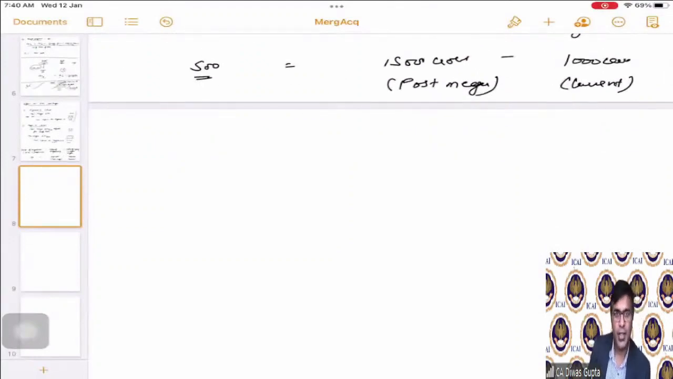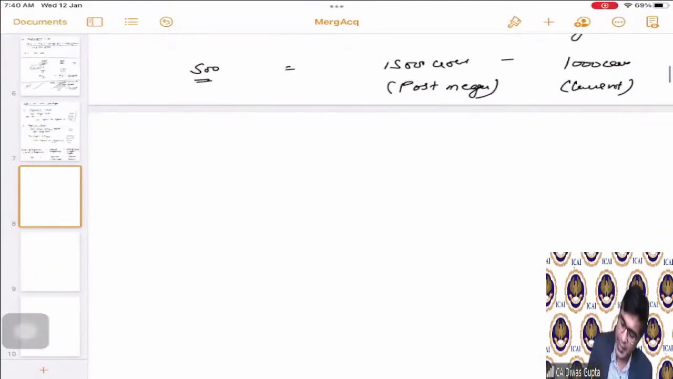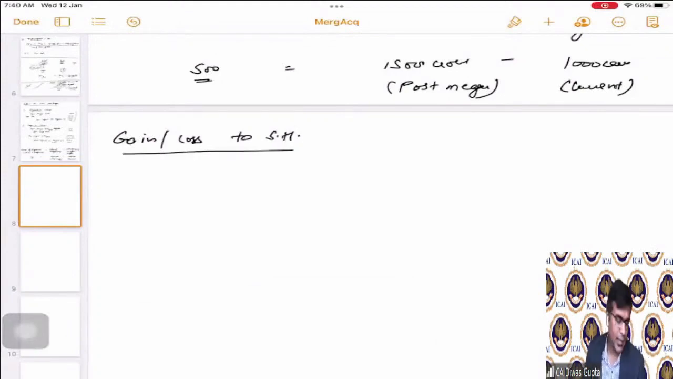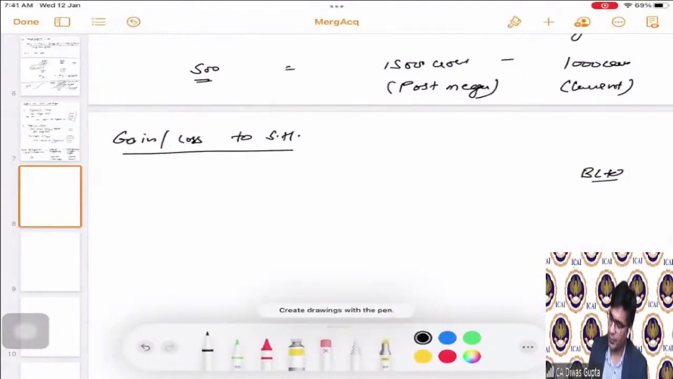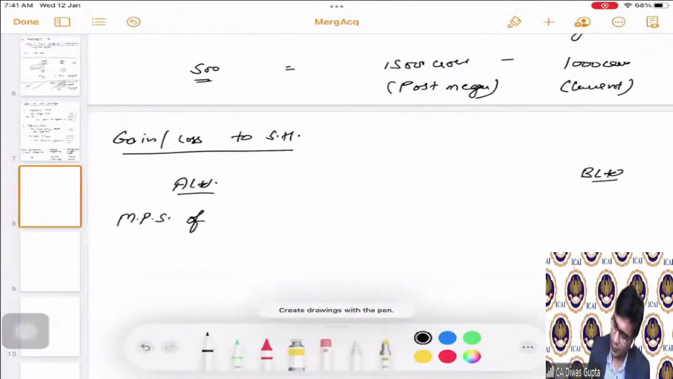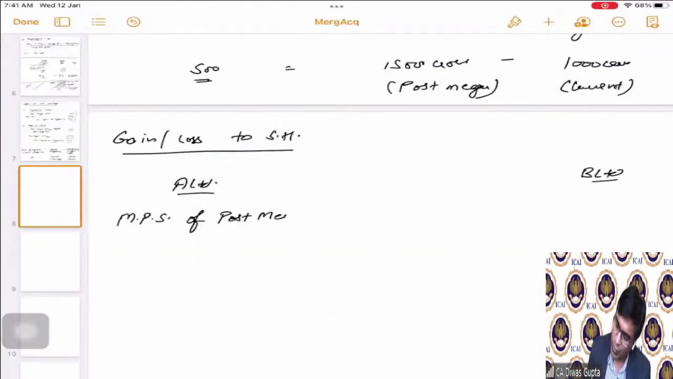Now, the last part of this discussion, then we will go on to the questions, is that sometimes we are required to calculate the gain or loss to the shareholders of both the acquiring company as well as the target company. So I'm putting here both A Limited and B Limited, correct? So A Limited market price post merger, minus market price of pre-merger A Limited.